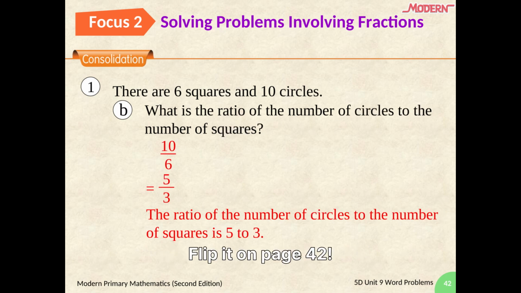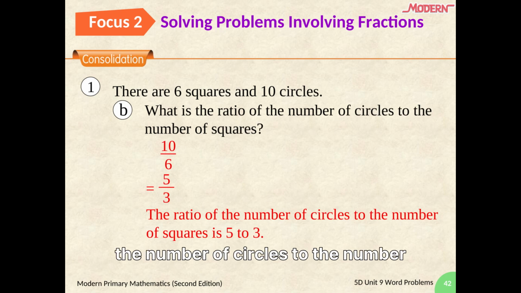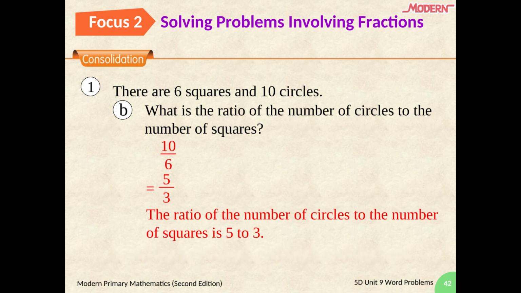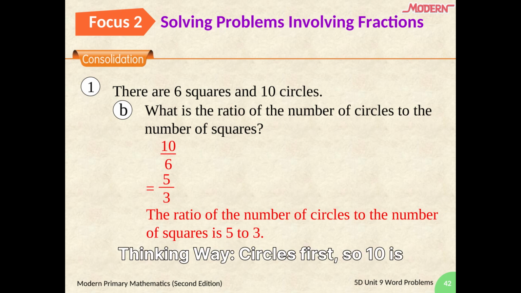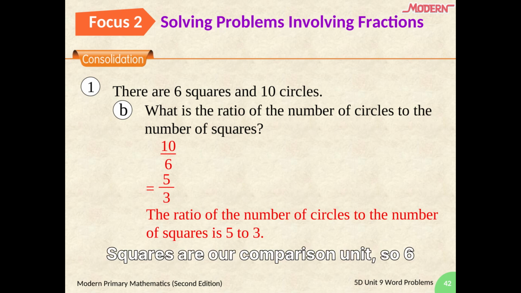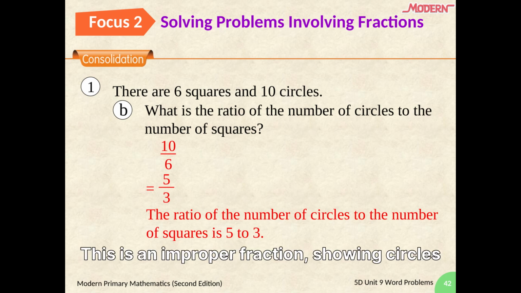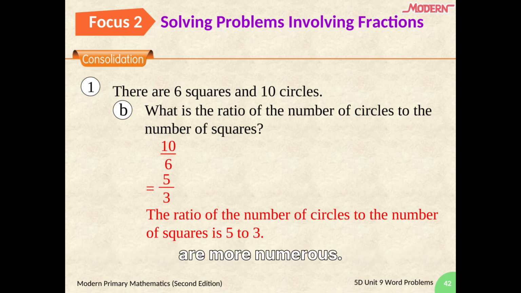Flip it on page 42. Question 1b. What is the ratio of the number of circles to the number of squares? Now the circles take the lead. Ready? Thinking way: circles first, so 10 is on top. Squares are our comparison unit, so 6 is the denominator. Our fraction is 10 over 6. Flip that logic. Divide both by 2 again. 10 becomes 5 and 6 becomes 3. 5 over 3. This is an improper fraction, showing circles are more numerous.